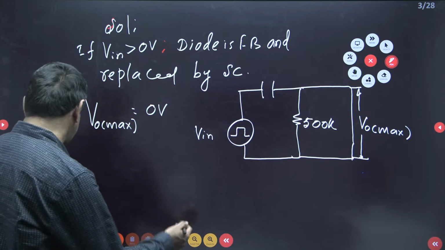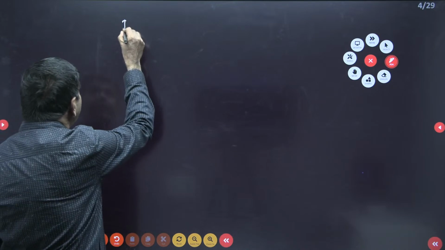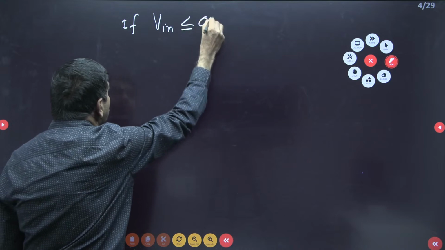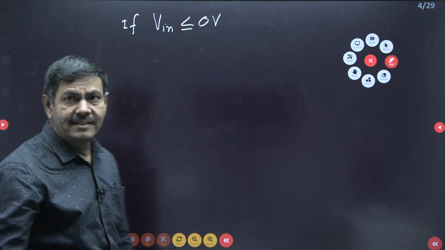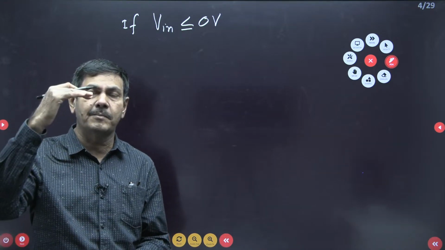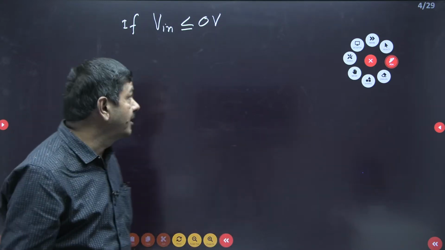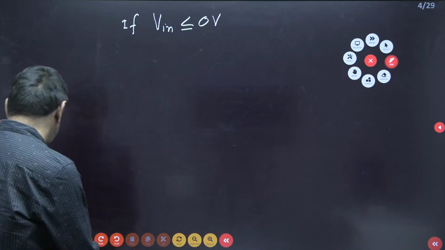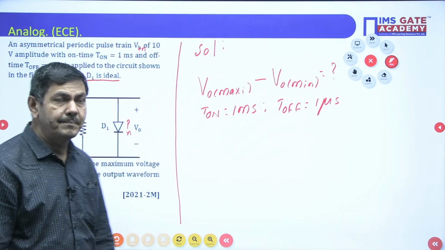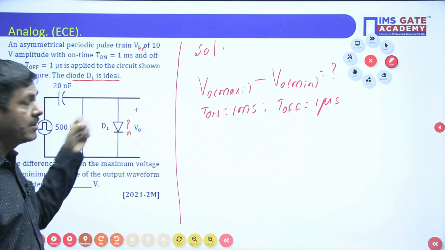In the next case, what I did, if Vin is less than or equal to 0 voltage, you can use. It is nothing but the periodic pulse. Periodic pulse means 100% maximum voltage, 10 is given in the problem. Minimum is 0 voltage only possible. But I gave less than or equal to 0 voltage only. If it is less than or equal to 0 voltage, you check how the diode can behave. The diode will be reverse biased. Less than or equal to 0 means diode is reverse biased.